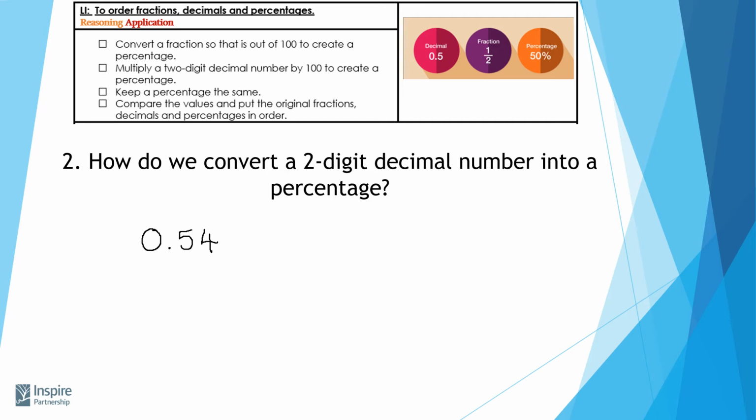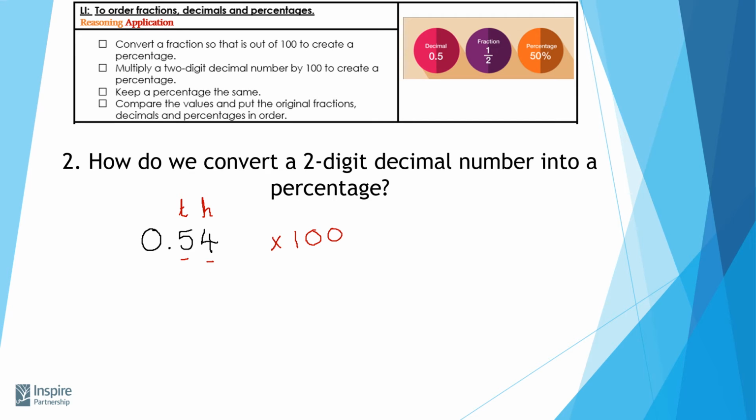Okay, so remember what we said last week. Anything that is already a 2-digit decimal number. Here we have got tenths and we've got hundredths. So we've already got 2 parts, 2 digits to play with here. What we need to do is make sure that we multiply those digits by 100.